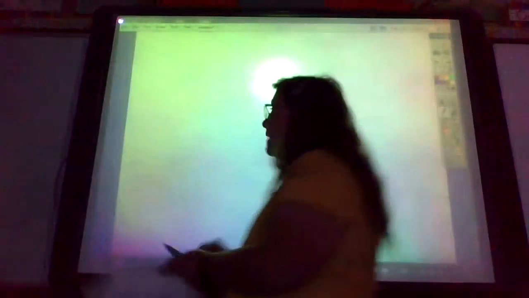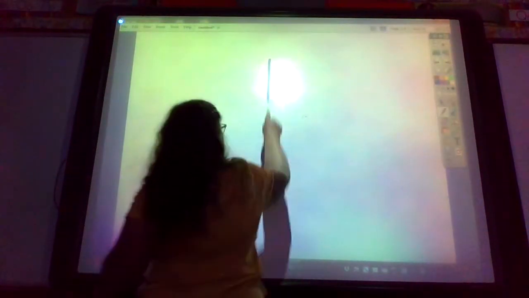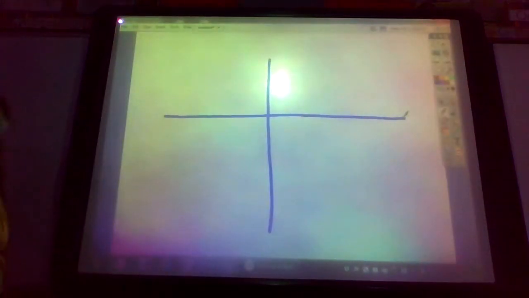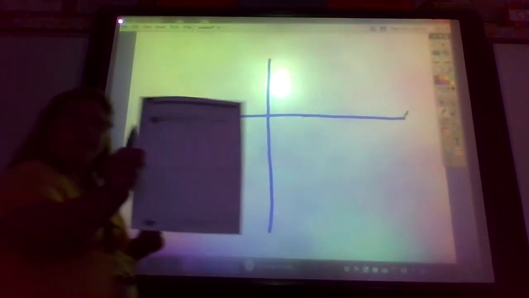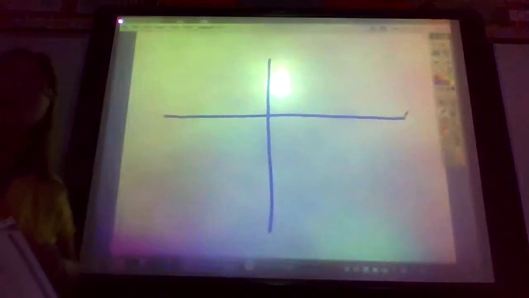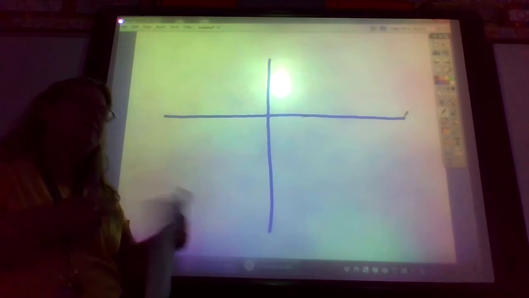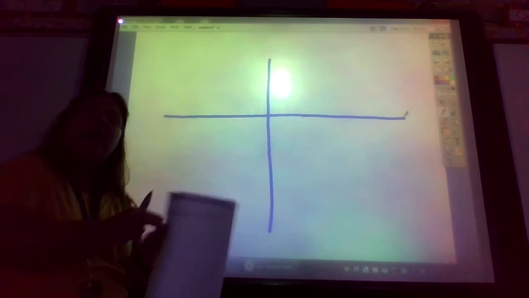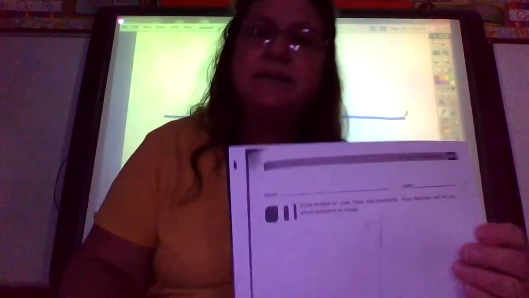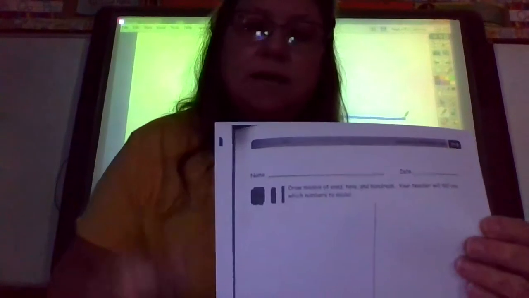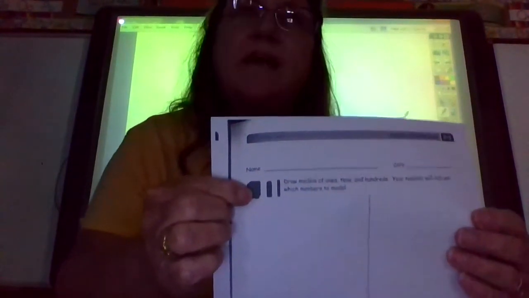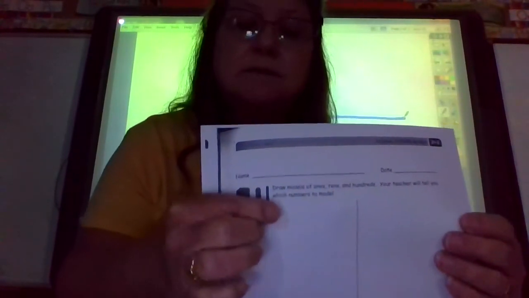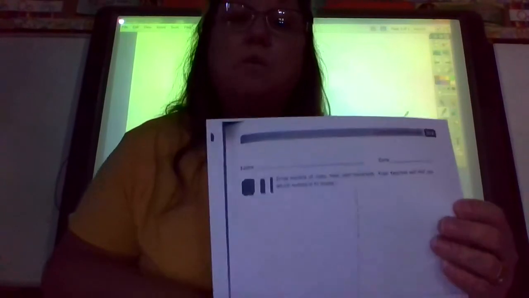So, I'm going to divide my board to look like your paper. Okay, there's your paper. Your paper looks like that. My paper looks like this. We are going to practice drawing numbers that have ones, tens, and hundreds. Now, at the top of your page, we see the bundles. This big bundle here, that's hundreds. The medium-sized bundle is tens. The last one that's by itself is ones.